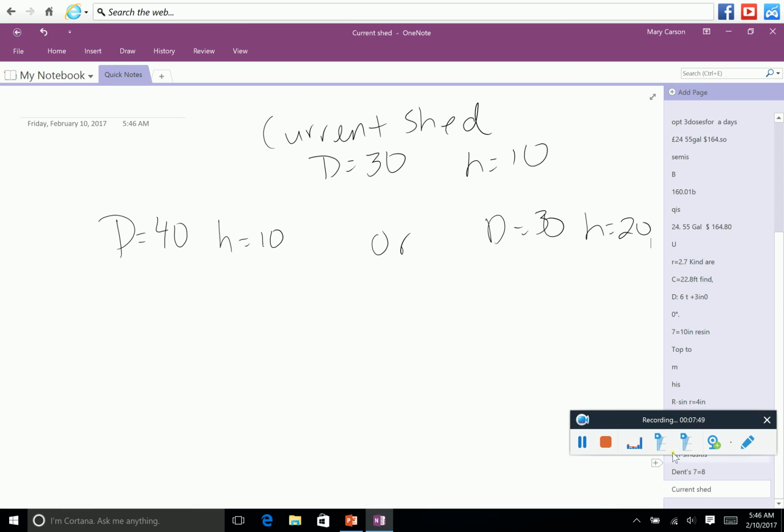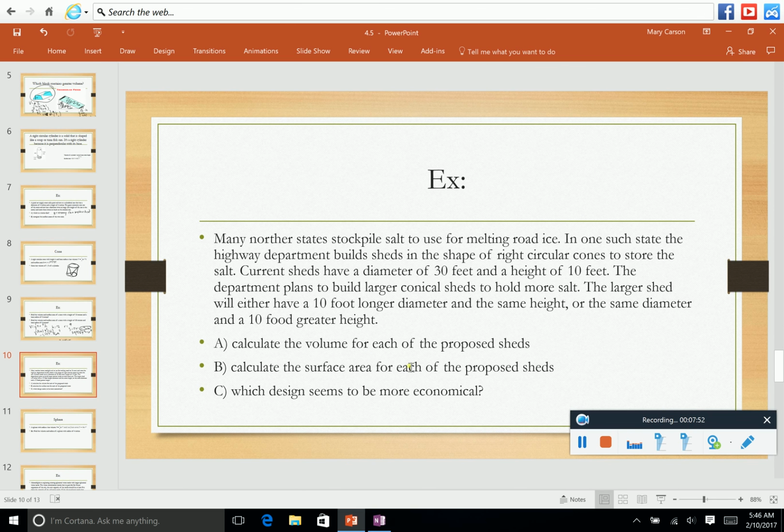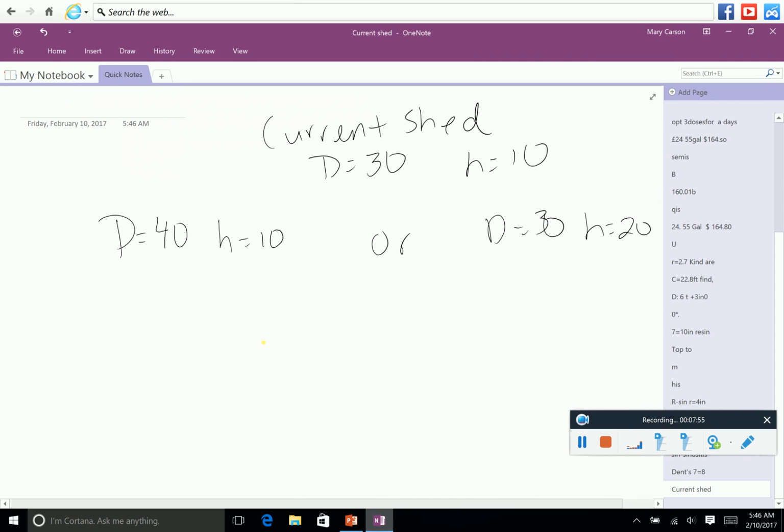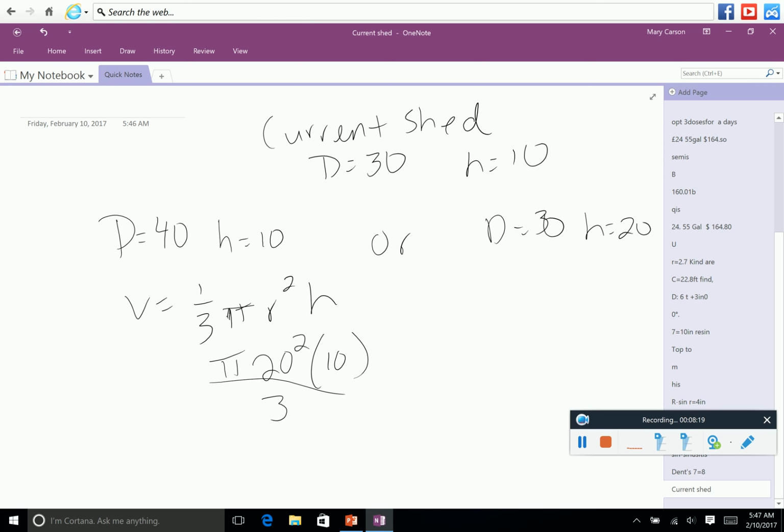So the first question asks us to calculate the volume for the proposed shed. And so that is, remember, 1/3 pi r squared h. So r is 20 on this one, so 20 squared times your height, which is 10, times pi, and I'm going to divide it by 3. So 20 times 20 times 10 times 3.14 divided by 3. And you get 4,186.66.